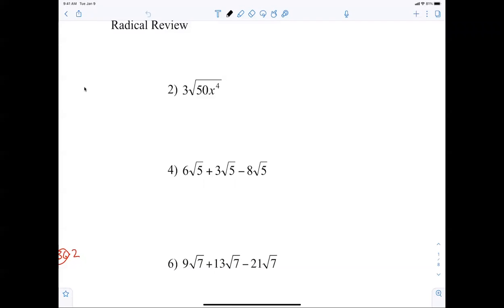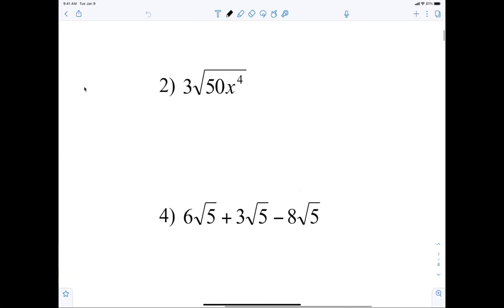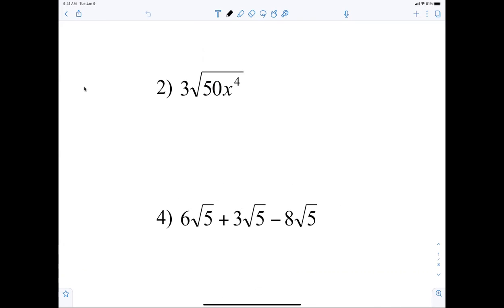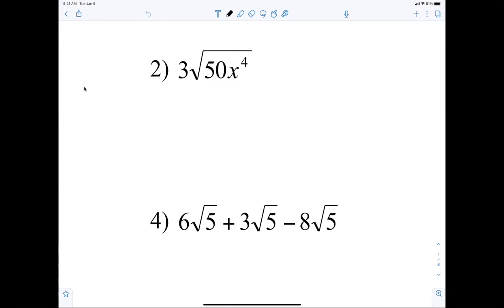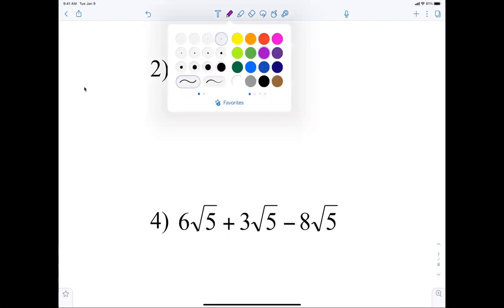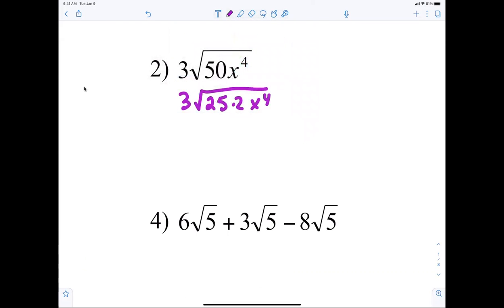Okay, so again, just a quick little overview of everything that we've done. Now, as we're going down, we're just going to break things down. Obviously, square root of 50, we can break that down to 25 times 2, x to the 4th. And then square root of 25 comes out as a 5, but there's a 3 out there, so that makes that 15. Square root of x to the 4th is x squared, and the 2 is left behind.